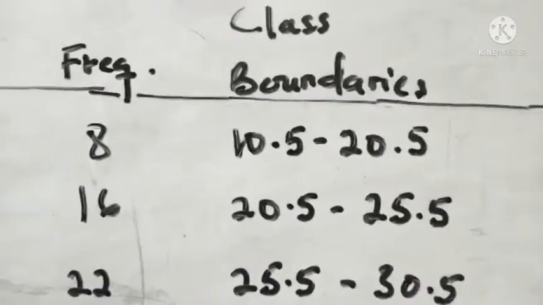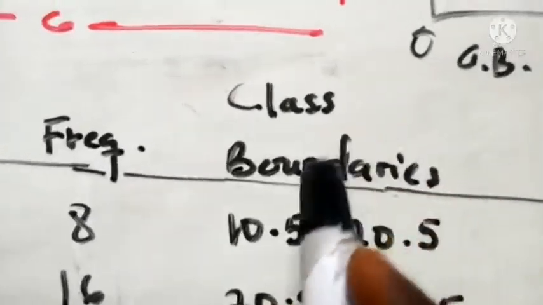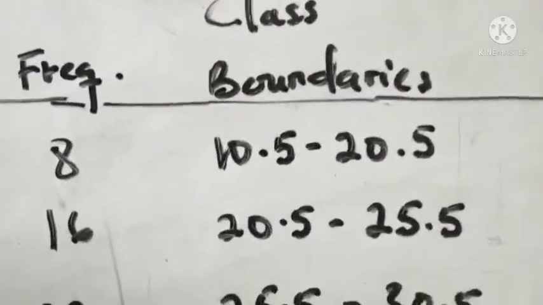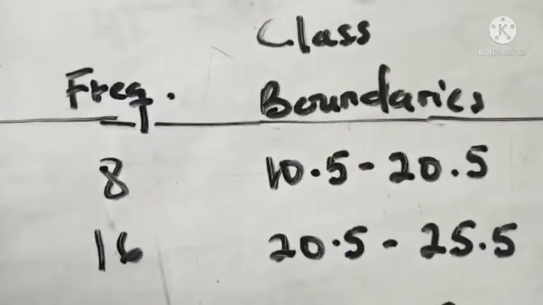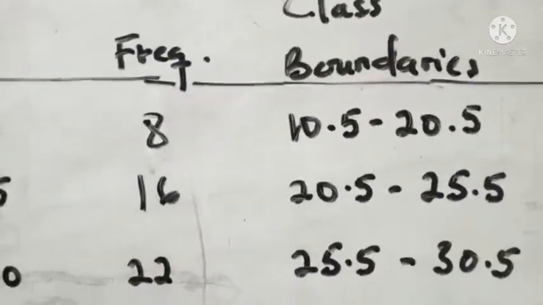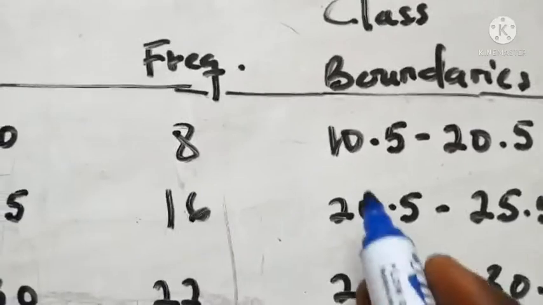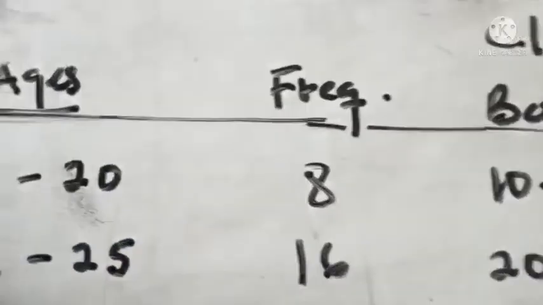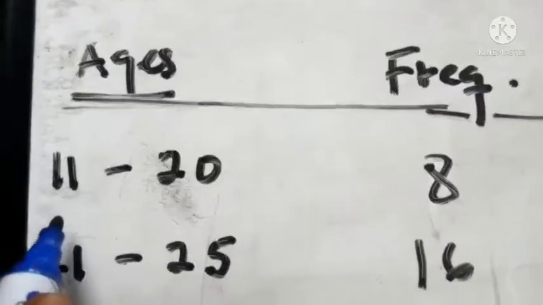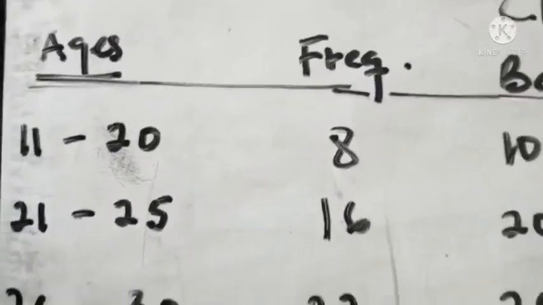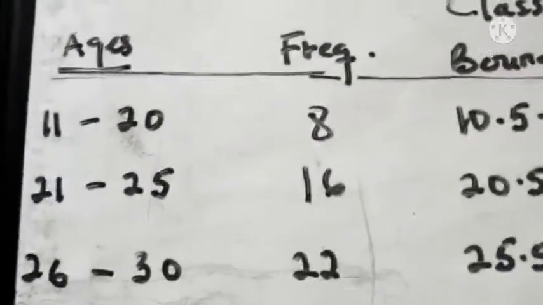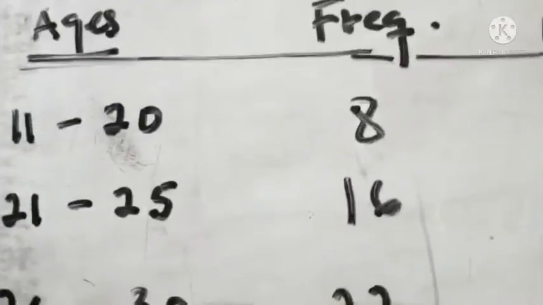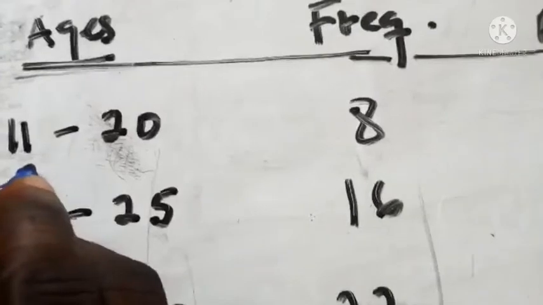Now, first things first. We need the class boundary to draw the histogram. So how do you find the class boundary here? For a particular age group of people, let's say from 11 to 20 years, we want to find the class boundary. So what do you do here? How do you find the class boundary?